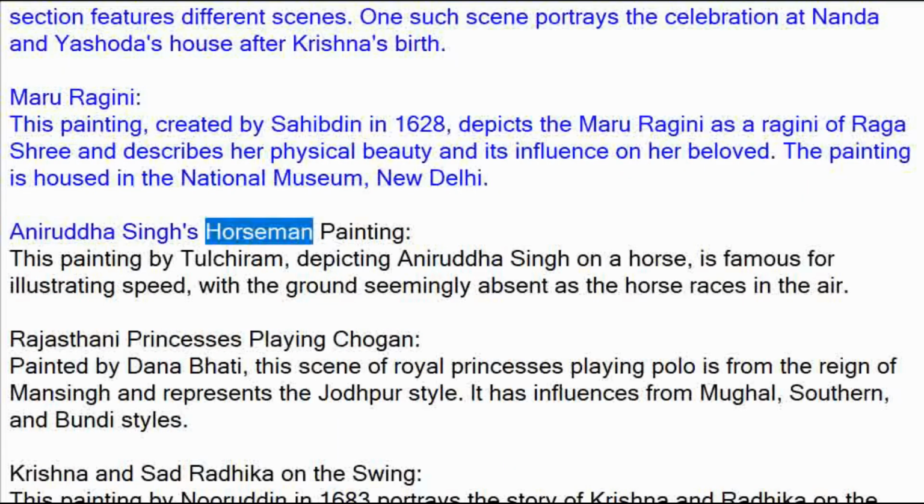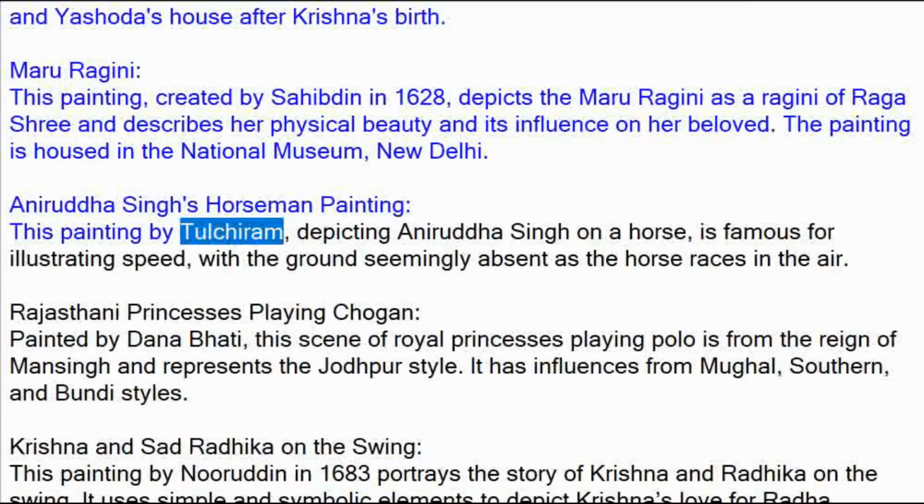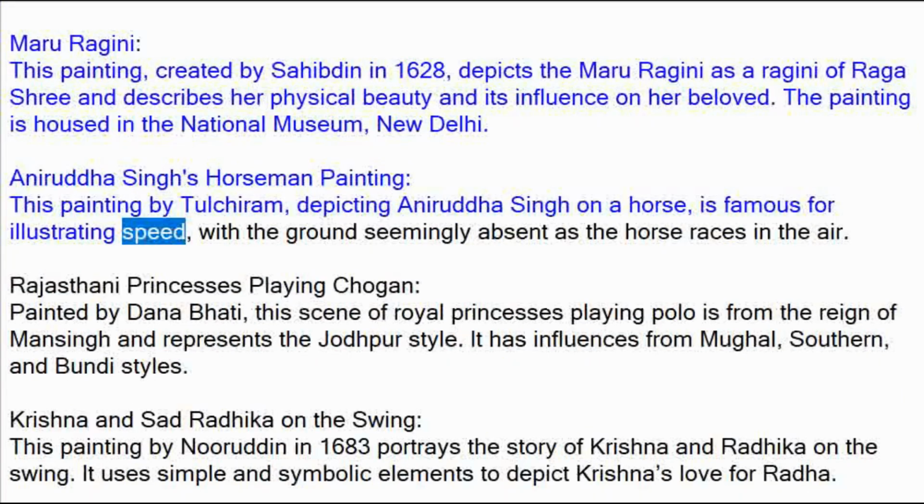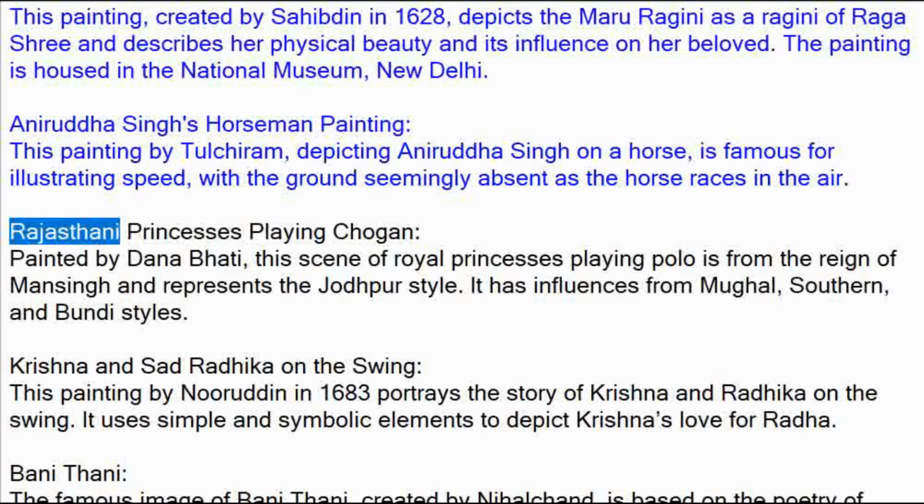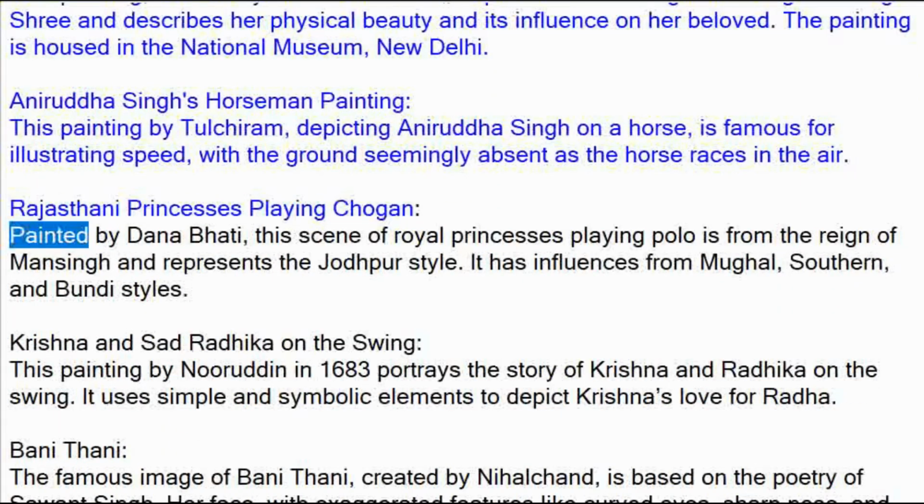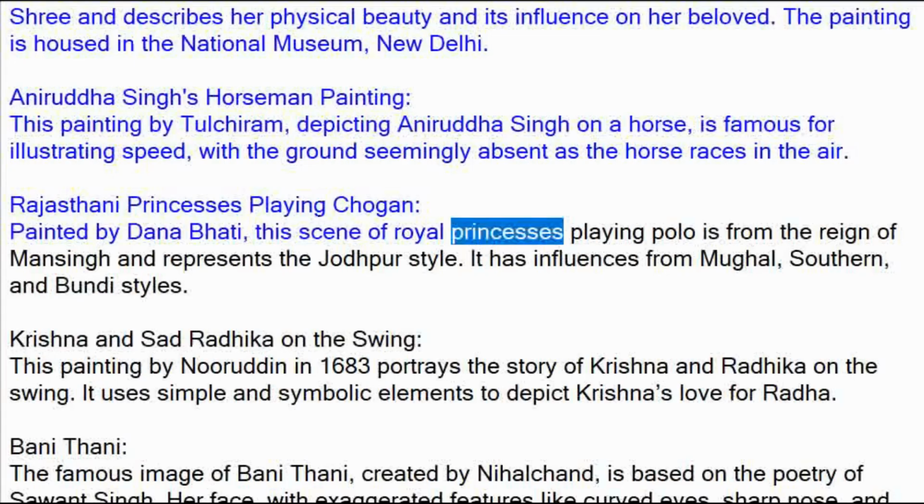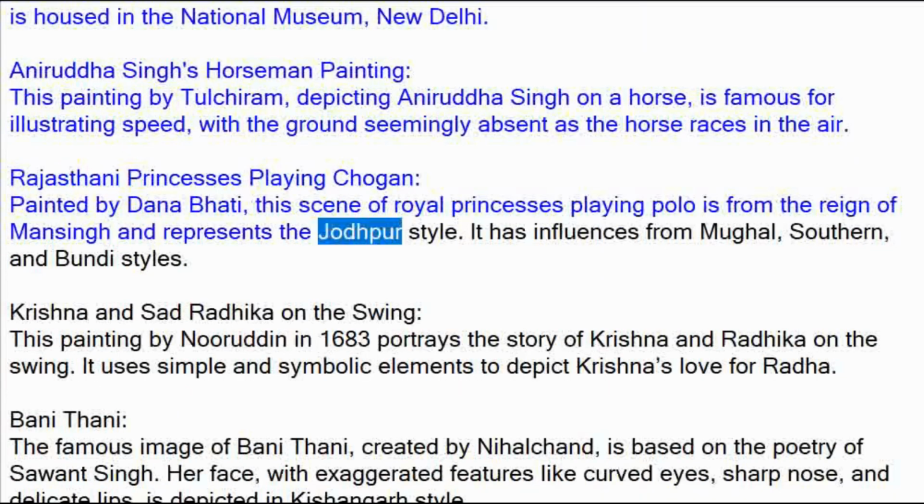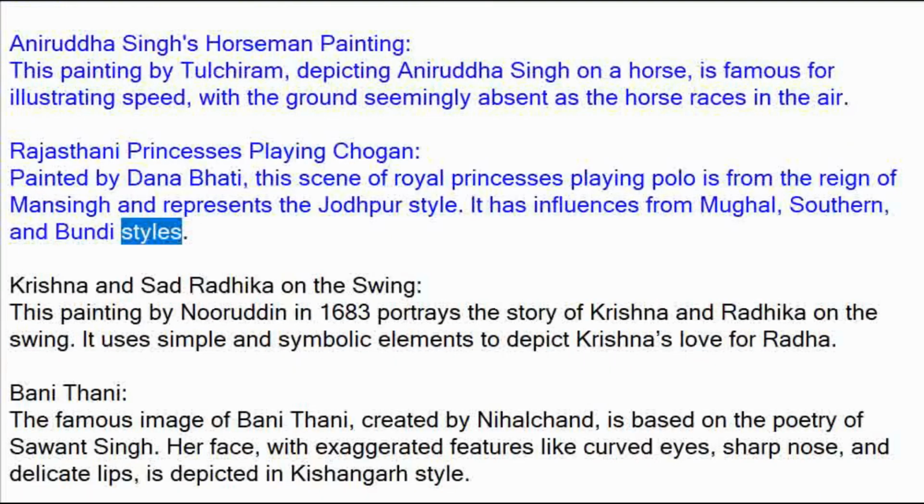Anup Singh's Horseman painting. This painting by Tulkaram, depicting Anup Singh on a horse, is famous for illustrating speed, with the ground seemingly absent as the horse races in the air. Rajasthani princesses playing Chaugan. Painted by Dana, this scene of royal princesses playing polo is from the reign of Man Singh and represents the Jodhpur style. It has influences from Mughal, Southern, and Bundi styles.